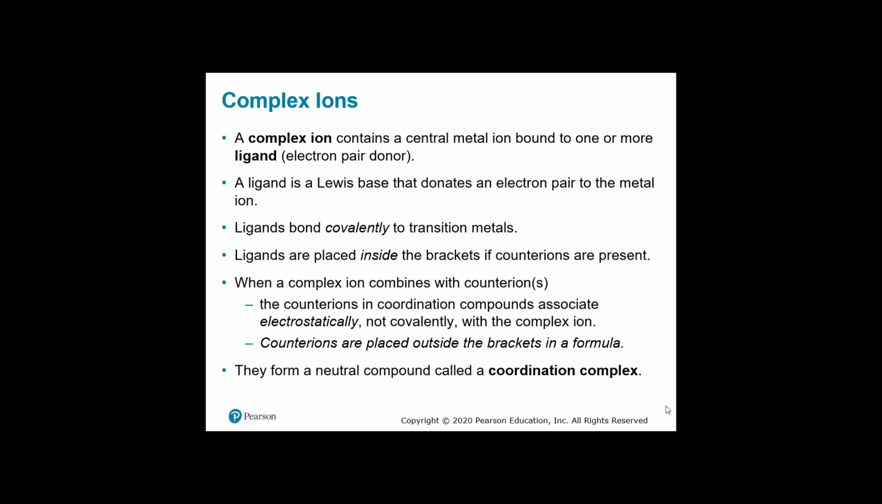So when a complex ion combines, there may still be a charge overall because some of the ligands are not neutral, so they will give a charge on top of what the metal ion complex has. To balance this out, they have counter ions, and counter ions associate electrostatically. They're not covalently bonded, but it's their attraction, and they're placed outside of a bracket. We're going to do nomenclature in this section. The ligands that are attached to the metal complex are placed inside the bracket because that shows that those electrons are being shared.